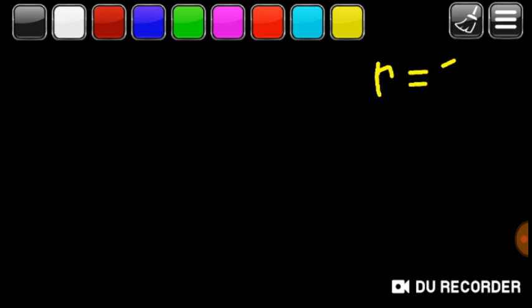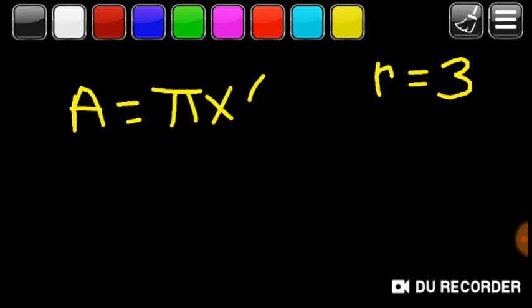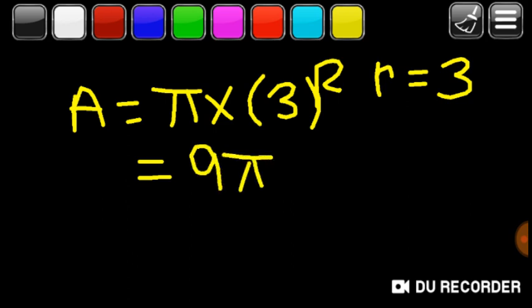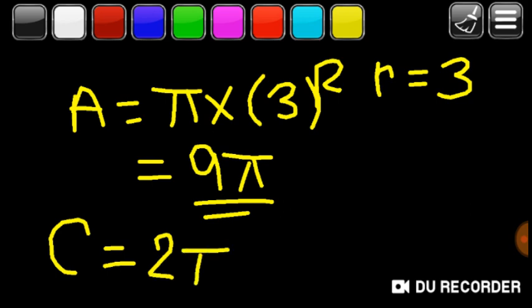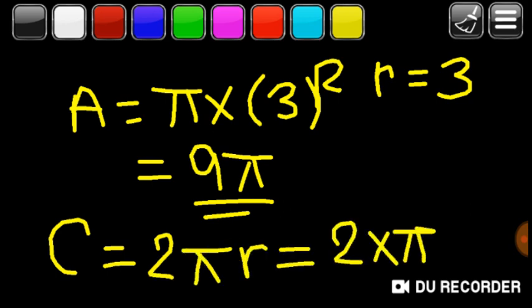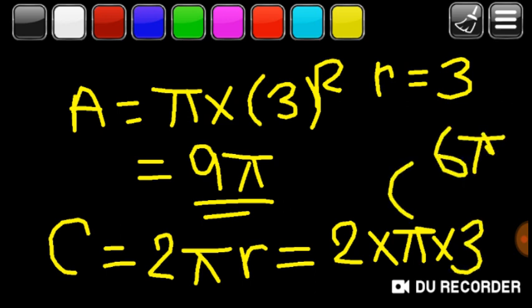Suppose the radius of a circle is 3, so the area of the circle is going to be pi times 3 square. So we are going to get 9 pi. So you can do the 9 pi with the calculator, and the circumference is gonna be 2 pi r. So you can do 2 times pi times 3, which will end up giving us 6 pi. So this is how you can find the area of a circle and the circumference of a circle.